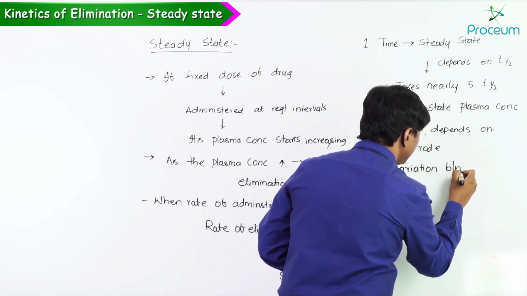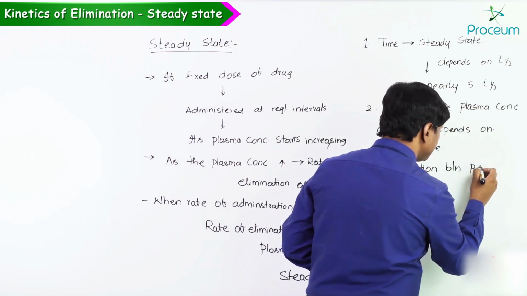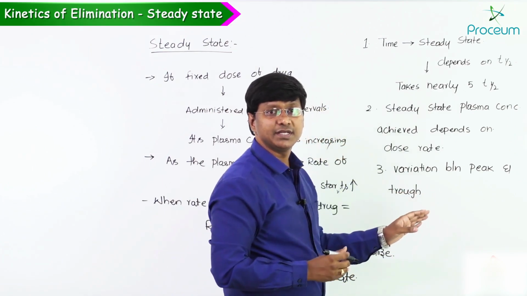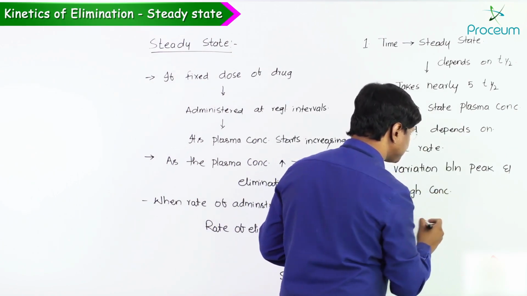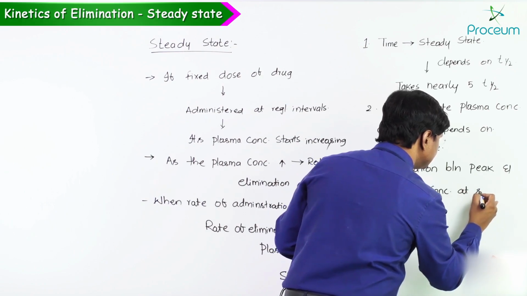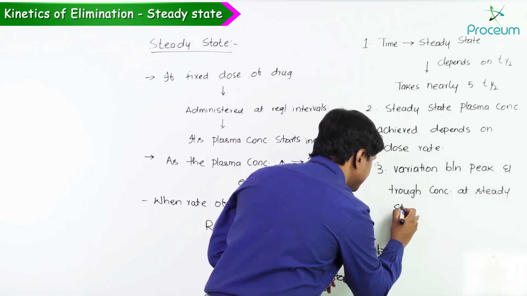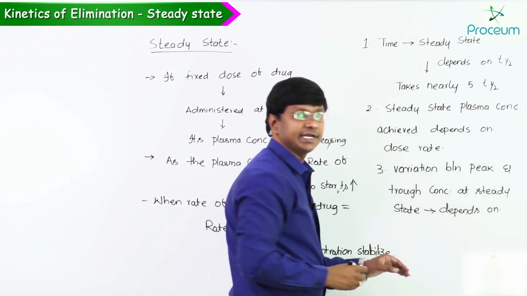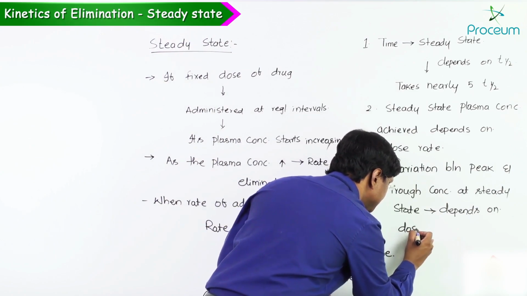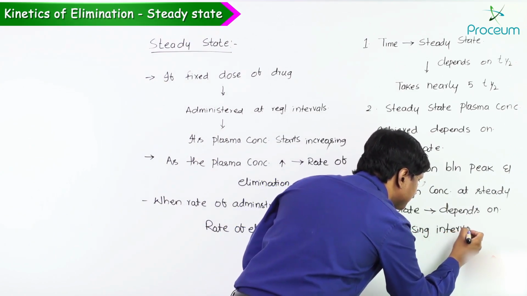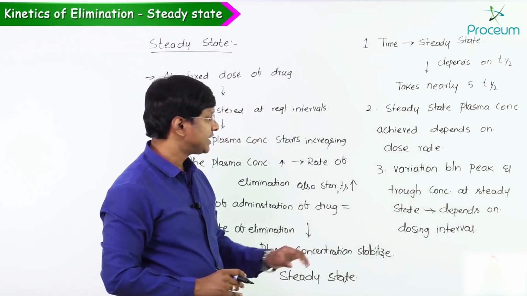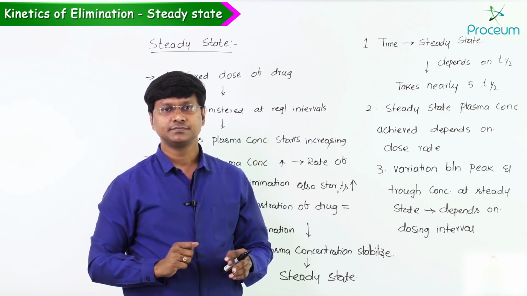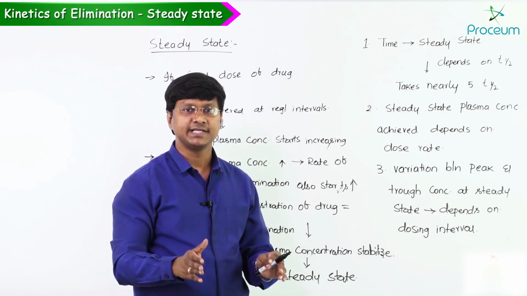Remember, the variation between the peak and trough concentration at steady state depends upon the dosing interval. What I want to tell you here is, depending upon the dosing interval, the peak concentration and the trough concentration of the drug determine the steady state.